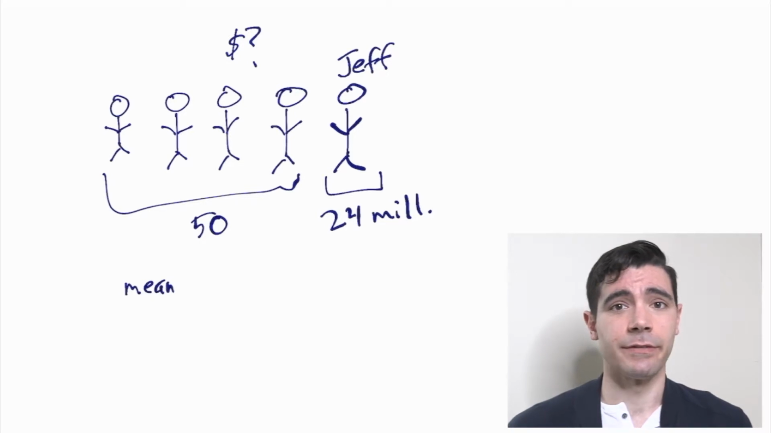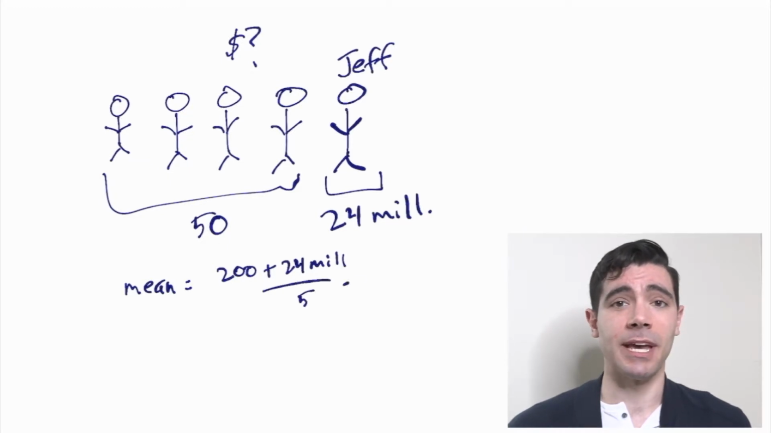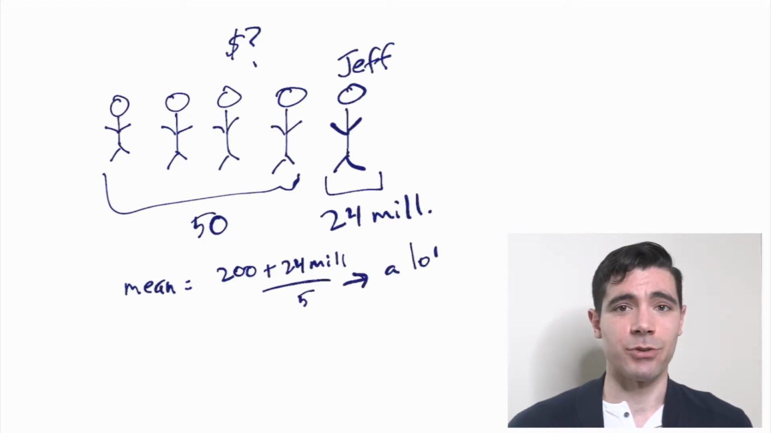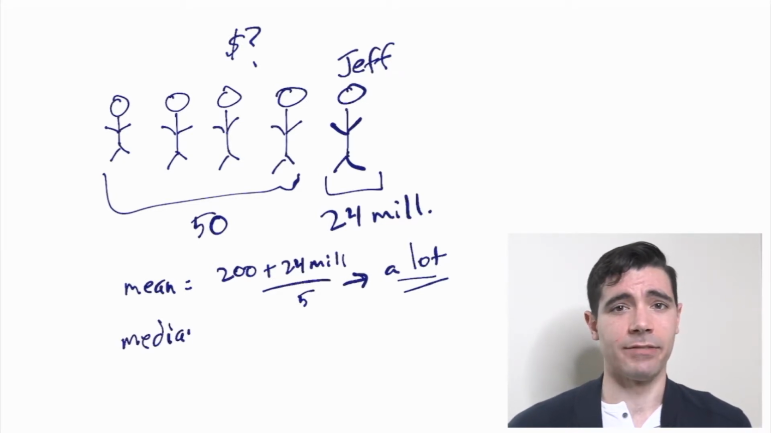Well, that'd be $50 for the four of us, so 200 plus $24 million. If you divide that by 5, you're still going to make millions of dollars. So it would seem like the average income of Jeff, my friends, and me is somewhere in the millions of dollars. But then what if we took the median income? Well, you'd have these 50s, and then on the end, you would have $24 million. But the 24 million doesn't do much to change the median. The median would still be 50.